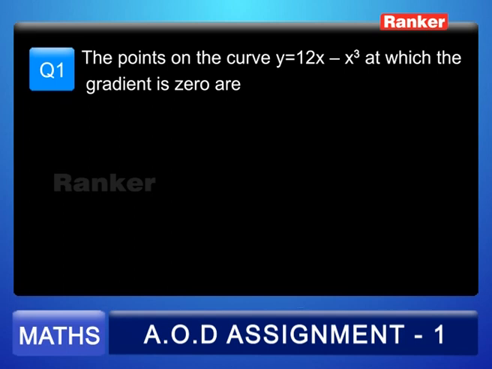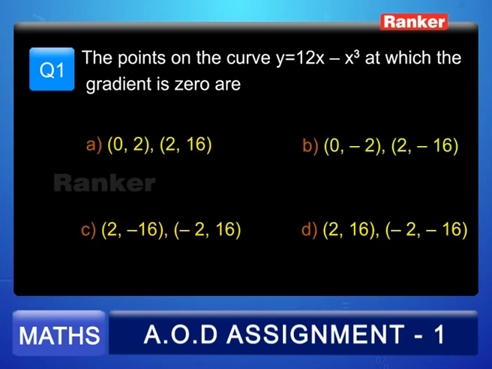Points on the curve y equals 12x minus x cube at which the gradient is 0 are: option A, (0, 0), (2, 2), (16, 16)... option B, (0, -2), (2, -16)... option C, (2, -16), (-2, 16), and option D, (2, 16) and (-2, -16).